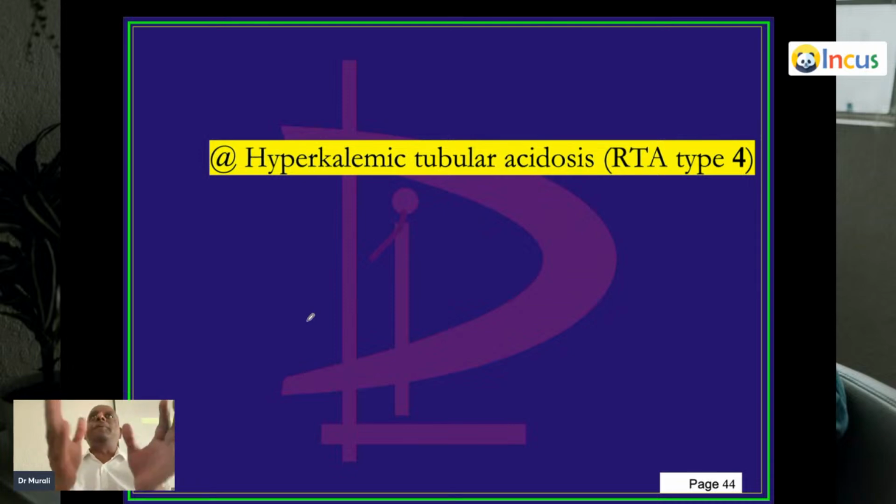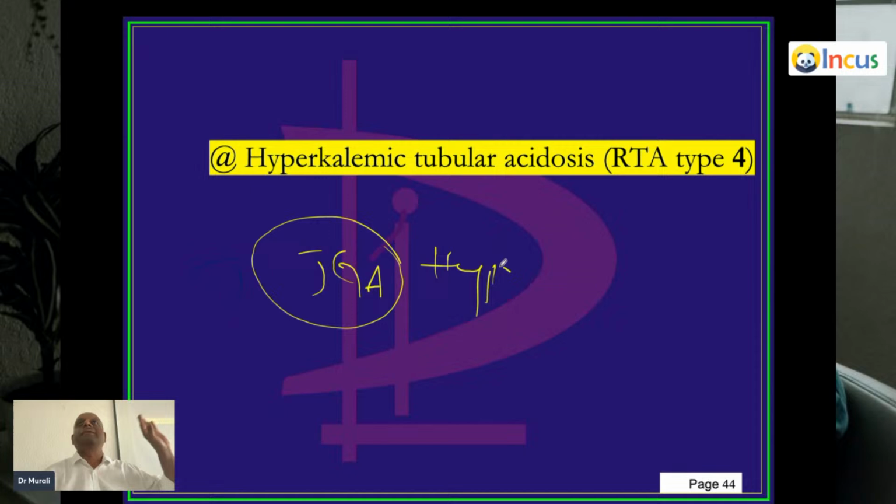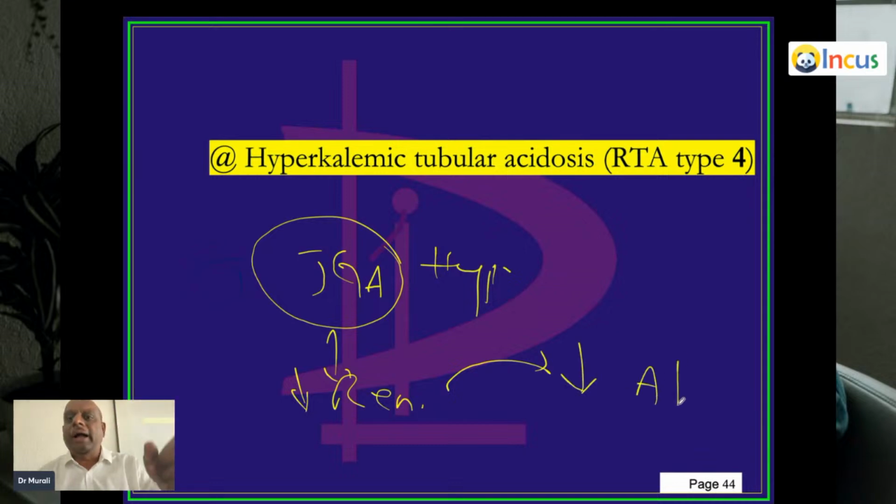Now comes the type 4 RTA. Type 1 RTA and type 2 RTA are hypokalemic renal tubular acidosis. But the only renal tubular acidosis which is not hypokalemic but hyperkalemic is type 4. Now what is the main problem in type 4? You all know the juxtaglomerular apparatus, right? Assume this became hypoplastic. If it becomes hypoplastic, there is decreased renin. Because of that, there is decreased aldosterone.